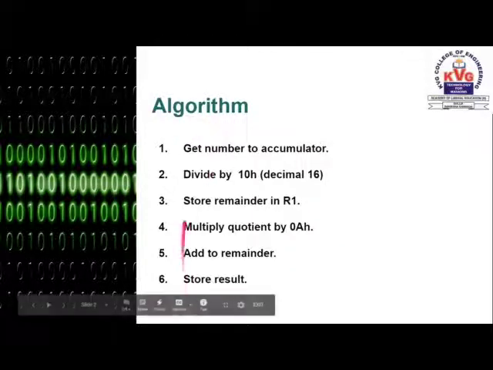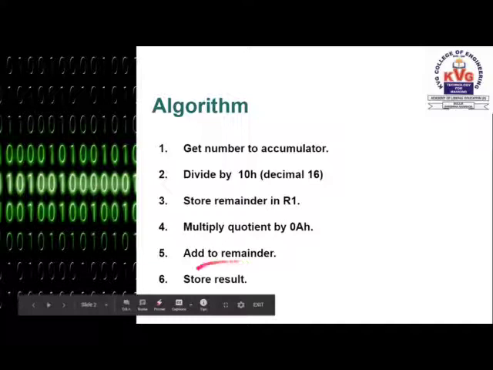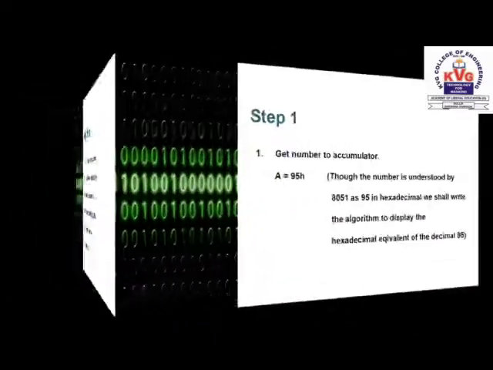The algorithm has 6 steps here. So the first step is to get the number into the accumulator, divide it by 10h, that is 16 in decimal, store the remainder, multiply the quotient by 0Ah, that is 10 decimal, add it to the remainder and store the result. We'll go through the algorithm step by step.